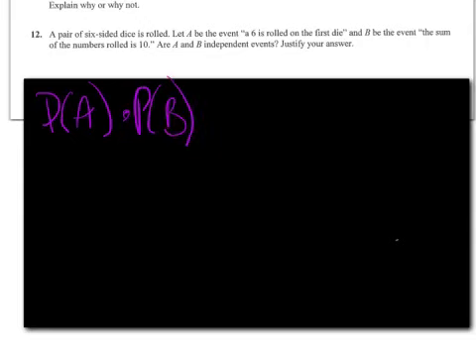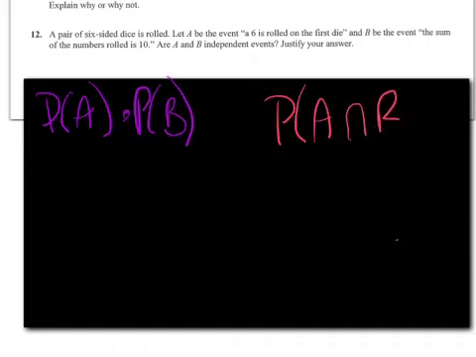Okay, number 12, a pair of 6-sided dice is rolled. Let A be the event that a 6 is rolled on the first die, and B the event that the sum of the numbers rolled is 10. Are A and B independent events? So we want to remember the test for independence is this. We're going to find the probability of A and then multiply it by the probability of B. We're then going to compare that to finding the probability of A and B together. So let me show you what the probabilities end up being and explain why.